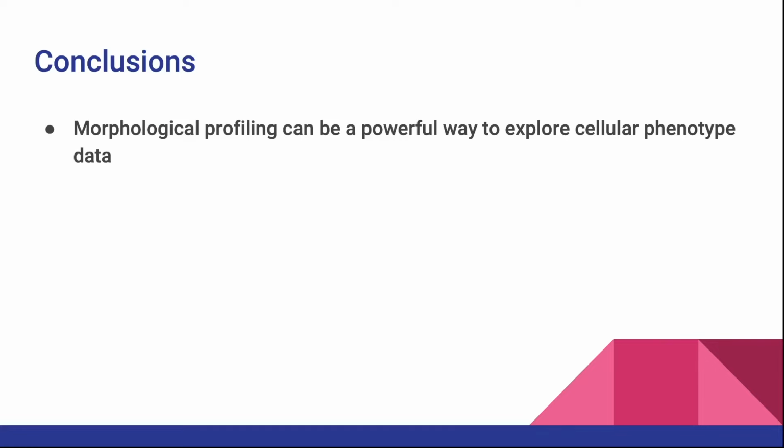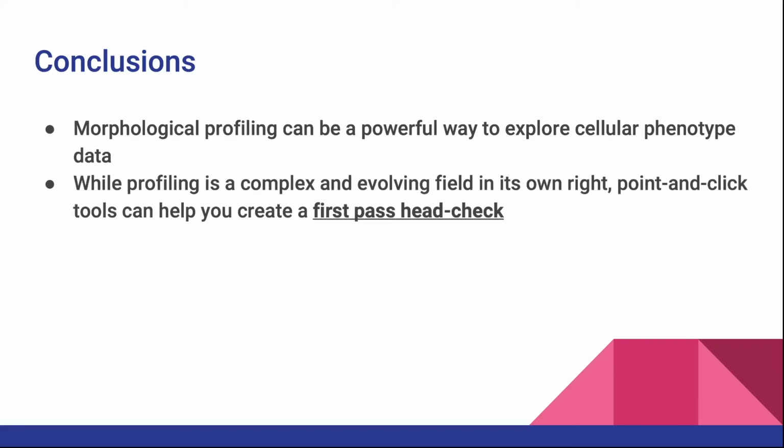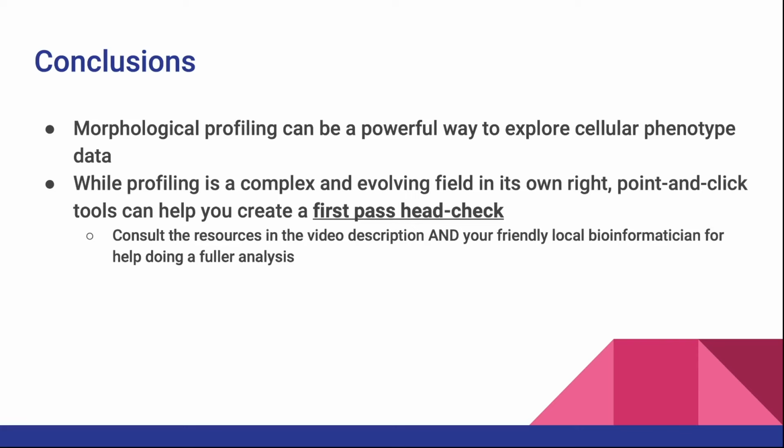In conclusion, morphological profiling can be a really powerful way to explore cellular phenotype data and find connections between kinds of samples. Profiling is an incredibly complex and evolving field. I've shown you just one of the kinds of things you can use these techniques for, but point-and-click tools can help you create a first-pass check. We've linked here in the video description more resources of where you can get started, but you can also work with your friendly local bioinformatician to then follow up these sorts of first-pass analyses with deeper work in order to really nail down your biological discovery and use all of that mathematical information found in your microscopy images to its fullest extent.